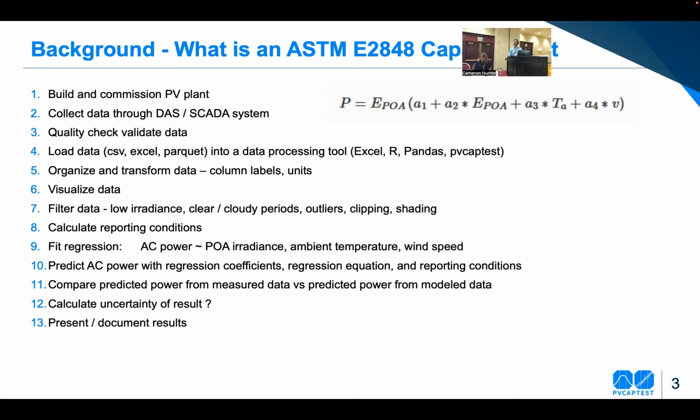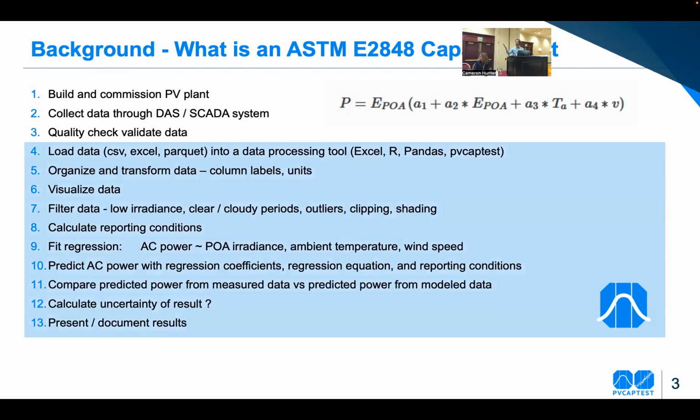You get regression coefficients. You can plug those regression coefficients and your reporting conditions back into the equation to get a predicted power. So you do all that for your measured data from the plant itself. Do it all again for the data that's coming from your model, usually PVsyst. Compare those results. You might be required to calculate uncertainty of those results and then present all of that. So pvcaptest is trying to help you do these steps 4 through 13. It doesn't include any data quality checks.